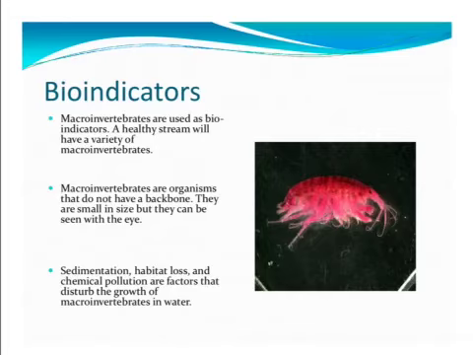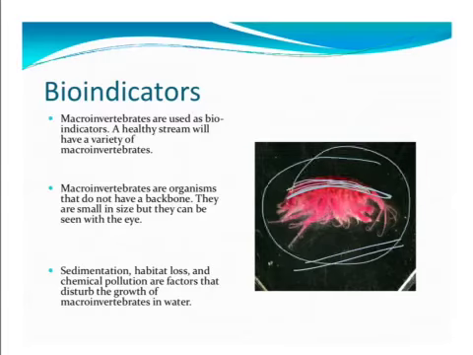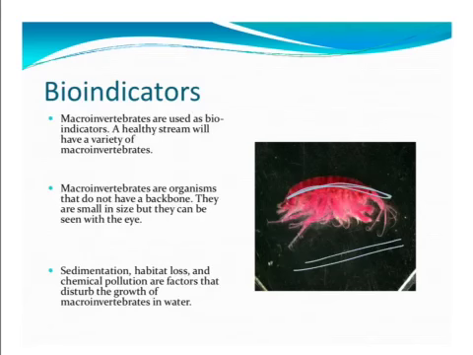Macroinvertebrates give us information about the health of a stream or a river. Macroinvertebrates are small, but they can be seen with the naked eye. Those macroinvertebrates do not have a backbone. A healthy river or stream should have a large number and a variety of macroinvertebrates. If a river does not have a large amount and a variety of macroinvertebrates, then the water is not as healthy because sedimentation or other chemical pollution have made it very hard for those organisms to live in the water.